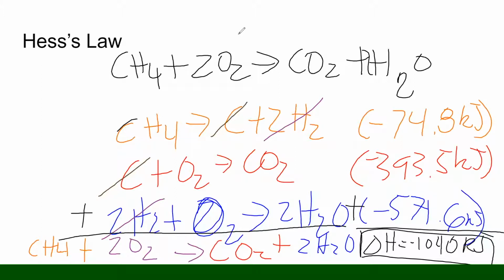1040 kilojoules. Is this endothermic or exothermic? This reaction would be exothermic because since the sign is negative, that means we're releasing energy. If the sign is positive, then it's an endothermic process.